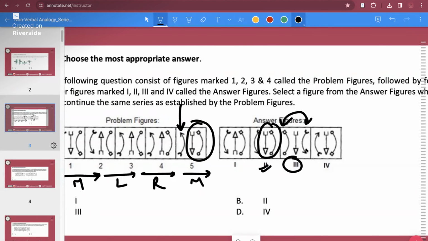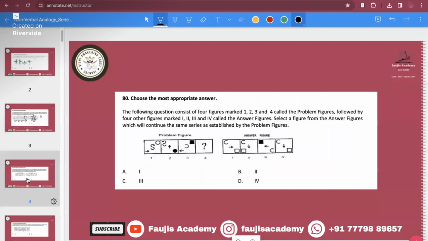In option C, these two have changed their position, right? These two have changed their position, and that is why this option has been cancelled, right? Yes, sir. So we'll go ahead with B. Okay. Thank you so much.